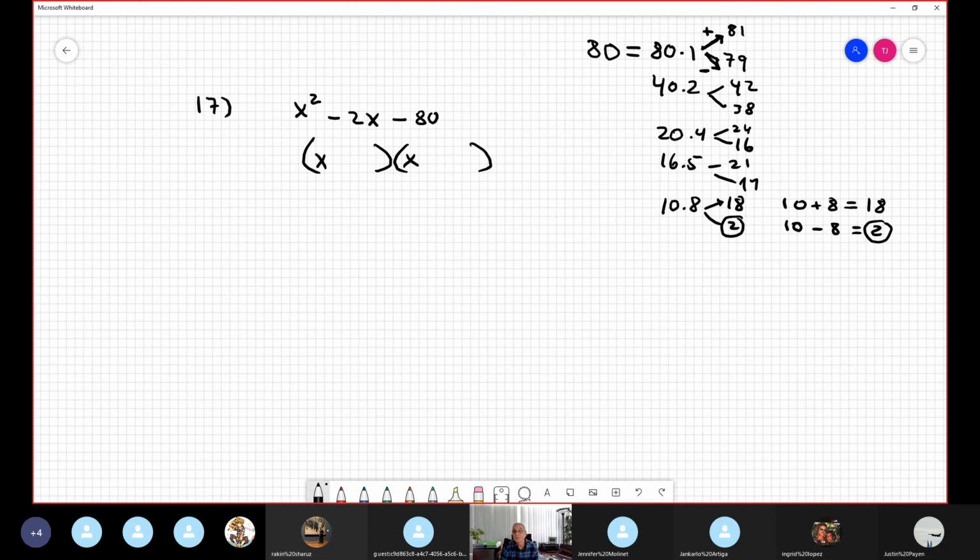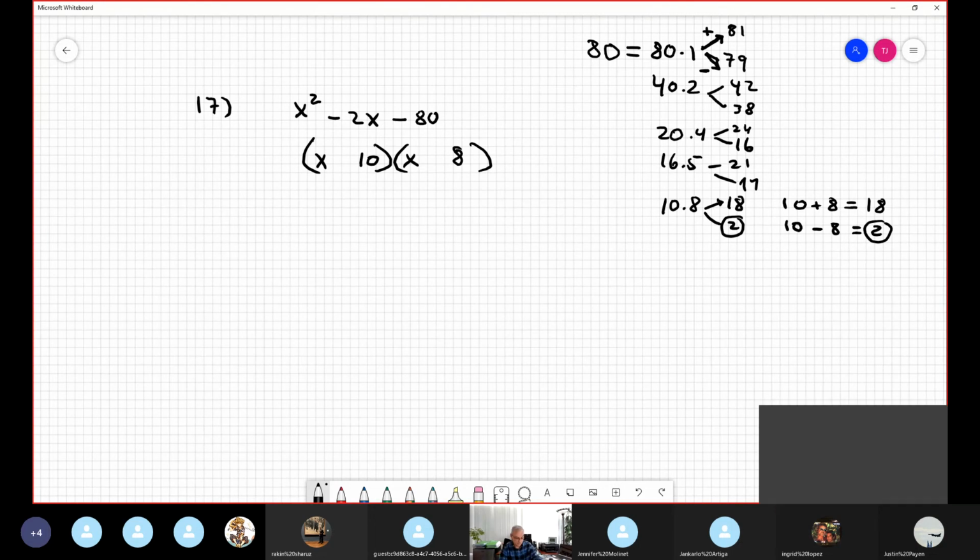Clear or confusing? Okay. Now the combination is 10 and 8. Remember, my goal is my way. I don't know if it's good or not. I put the bigger first. 10 and 8. What sign? Same sign or different signs? Different, because the middle term is negative. Right. Different. Who is positive? Who is negative? 10 is negative because it's the higher number.